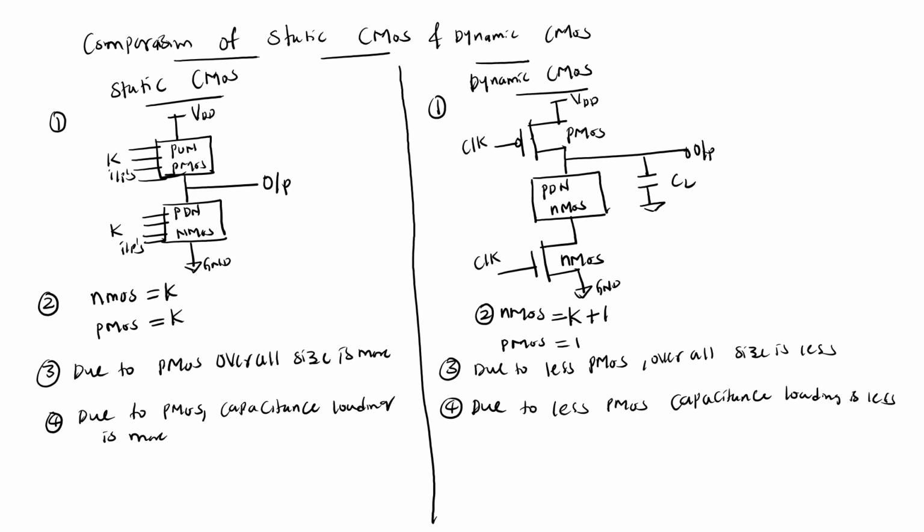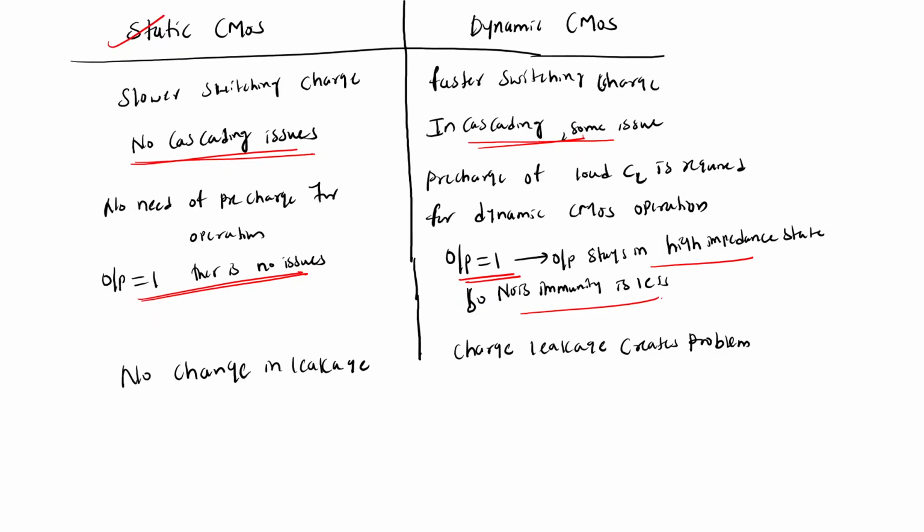Size is more for static CMOS, and less for dynamic CMOS. In static CMOS, capacitance loading is more due to the PMOS; in dynamic CMOS, it is less. Since there are more PMOS and NMOS, static CMOS has slower switching, and dynamic CMOS has faster switching. In static CMOS there are no cascading issues, but in dynamic CMOS there are. In static CMOS there is no need for pre-charge, but here pre-charge is required to charge the load capacitance. When output equals 1, there are no issues in static CMOS, but in dynamic CMOS there are: it is high impedance, so noise immunity is less.